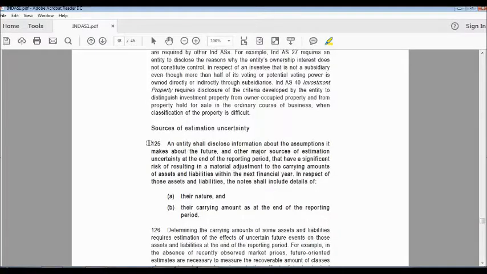Then paragraph number 125 also says something. It says an entity shall disclose information about the assumptions it makes about the future and other major sources of estimation uncertainty at the end of the reporting period that have a significant risk of resulting in a material adjustment to the carrying amount of assets and liabilities within the next financial year. In respect of those assets and liabilities, the notes shall include details of their nature and their carrying amount as at the end of the reporting period.